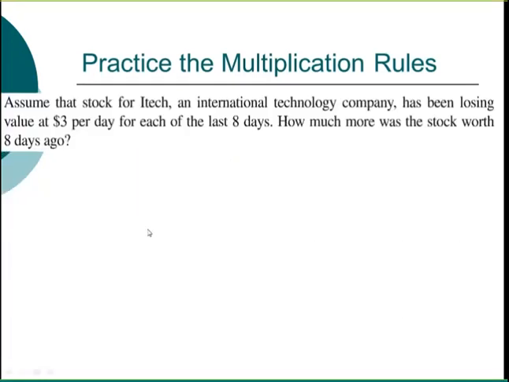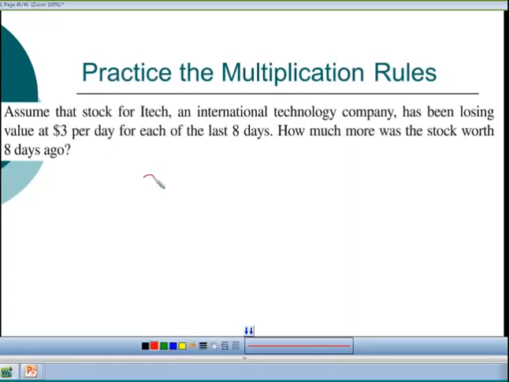Okay, so here's the situation. Assume that stock for iTech, an international technology company, has been losing value $3 a day for each of the last 8 days. How much more was the stock worth 8 days ago? So here what we're saying is $3 a day for 8 days. The numbers that you're multiplying are 3 times 8, but we're talking about each day we've been losing. So it's been losing $3 a day, and then we're talking about past time, so the last 8 days. So what we wanted to say here is 3 times 8, and then our answer is going to be positive 24, because we're going back in time.